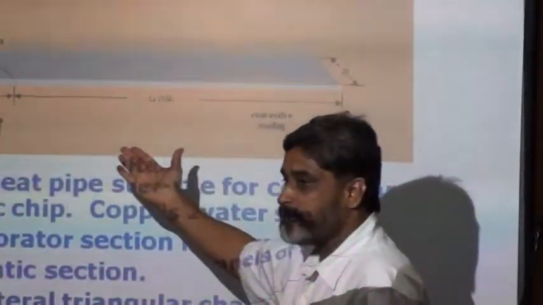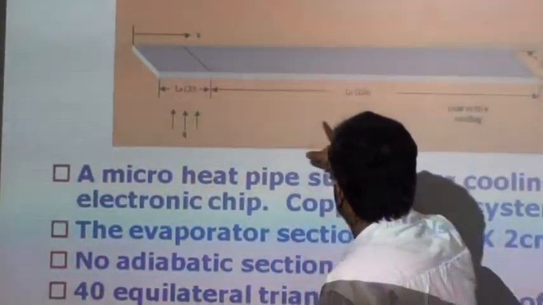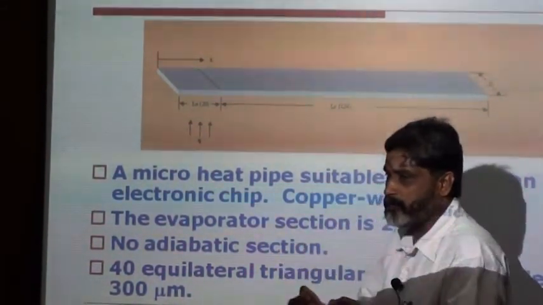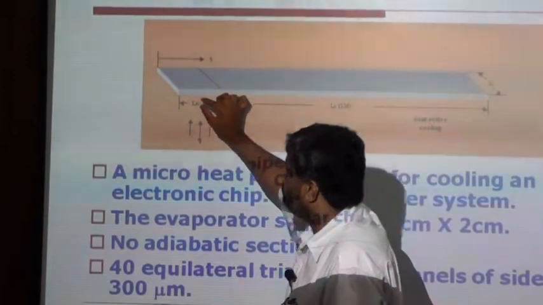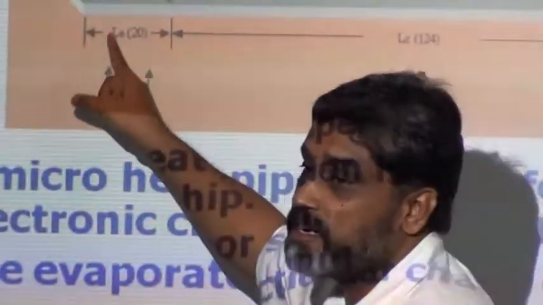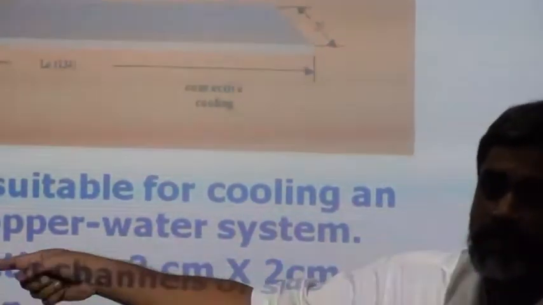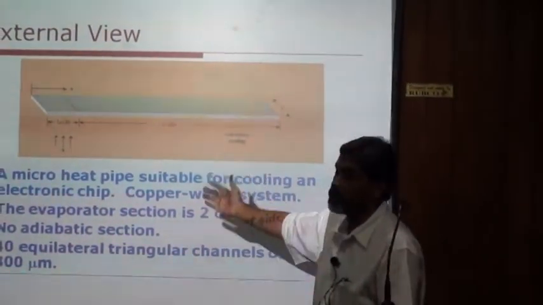For example, I have a case like this. It looks like a heat pipe. The total length is only 124 millimeters, around 12 centimeters, and the thickness is 1 mm. I have 40 channels inside. If you cut it like this, I can see 40 channels like what I have shown inside. So this is a micro heat pipe array.